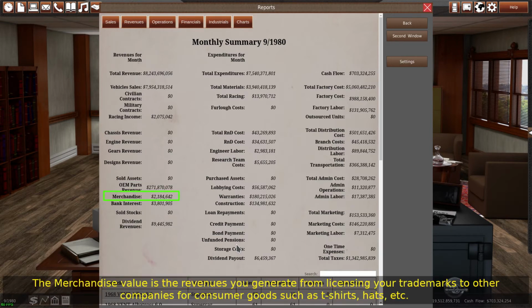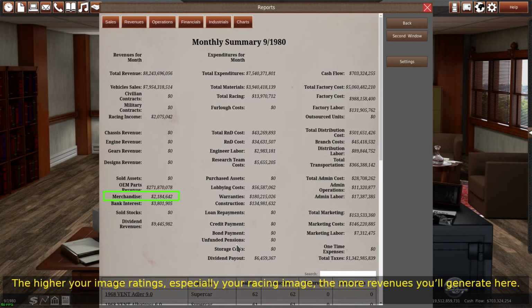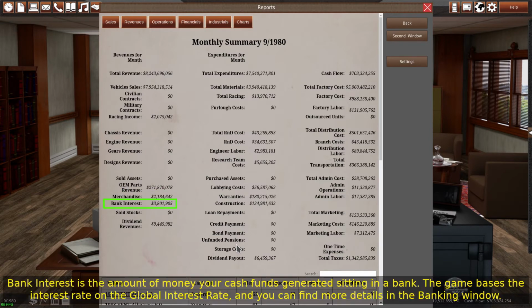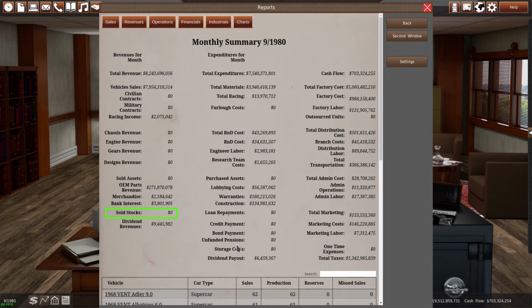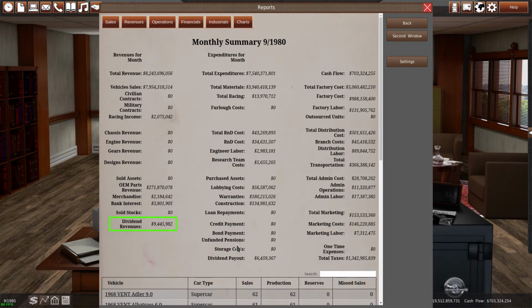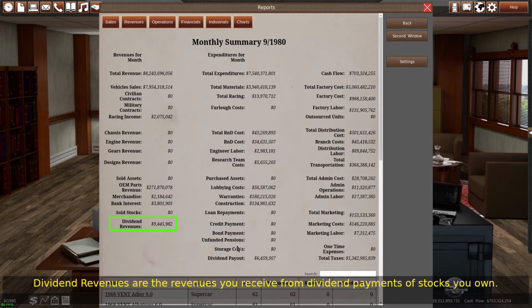The merchandise value is the revenues you generate from licensing your trademarks to other companies for consumer goods such as t-shirts, hats, etc. The higher your image ratings, especially your racing image, the more revenues you'll generate here. Bank interest is the amount of money your cash funds generated sitting in a bank. The game bases the interest rate on the global interest rate, and you can find more details in the banking window. Sold stock is the value of stocks you sold. Dividend revenues are the revenues you receive from dividend payments of stocks you own.